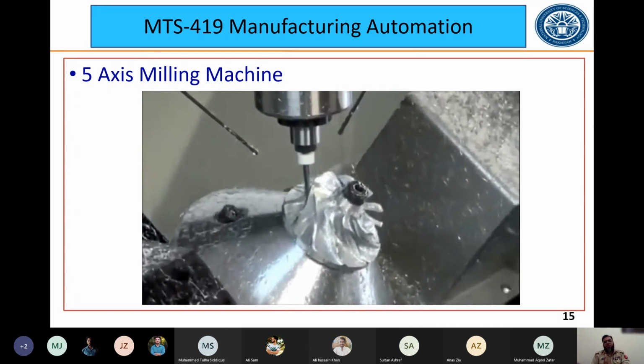A 3 axis mill machine cannot make you an impeller of the turbine because the curves involved in its manufacturing cannot be made using the 3 linear axes. So now you need 2 more axes to move or rotate the work part about the X and Y axes. This is how a 5 axis machine would work, and you can have an idea of what type of intricate shapes or products can be made with the help of a 5 axis mill machine.